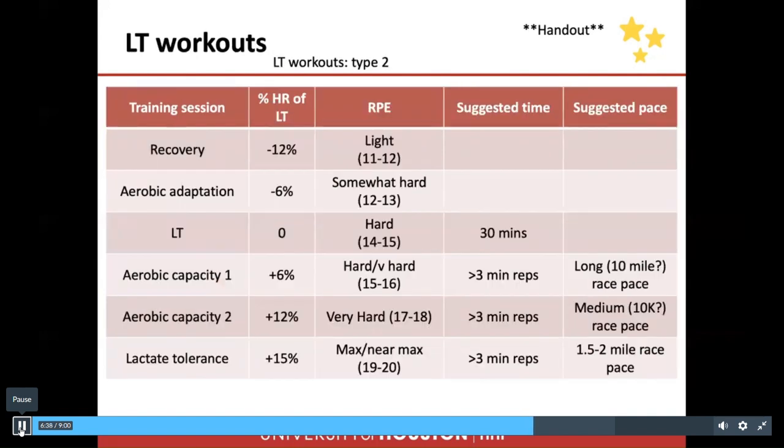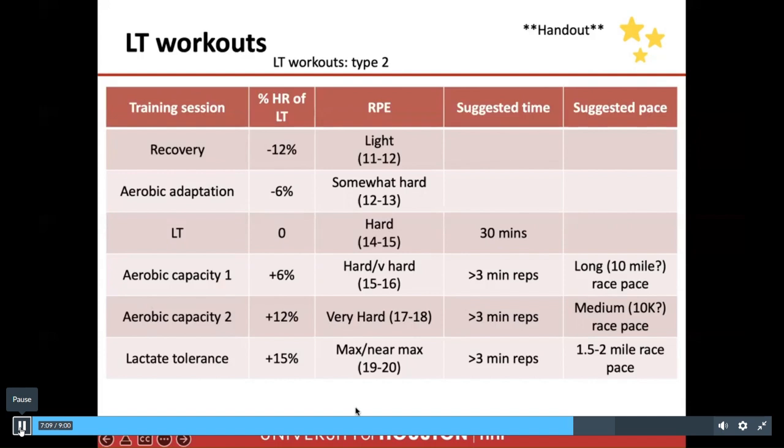Another way to do lactate threshold workouts is to do it relative to the person's lactate threshold. So we're not going to use this whole average type thing. We're going to find what their lactate threshold is, and then base our training zones either as a percent below or above that threshold. Then we have what the RPE corresponds to, suggested time they'd be able to hold it, and suggested pace if it's running.